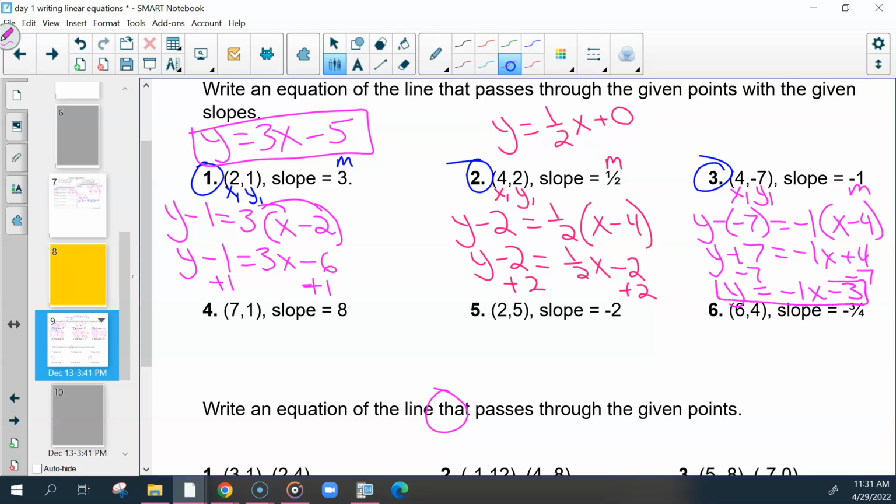So y equals -1/3 x. Y equals -1x minus 3. I said 1/3. I combined them. So if you have a slope and a point, that's all you do. Questions on that?